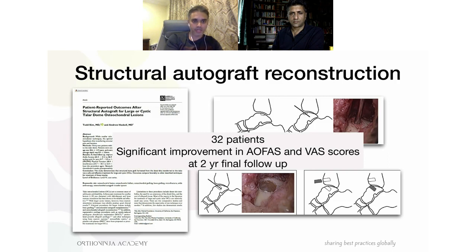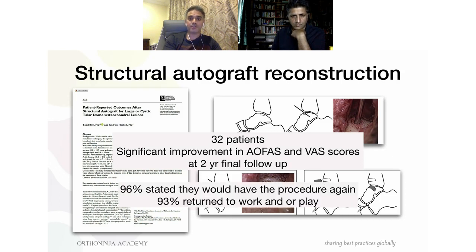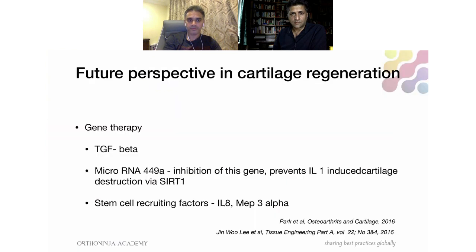They had 32 patients and they had significantly improved scores at 2 years final follow-up. Interestingly, 96% of their patients said that they would have this procedure again, and over 90% returned to work and play. So it's not all crazy stuff. Some of these do work if we base them on sound principles of a press fit mechanism.